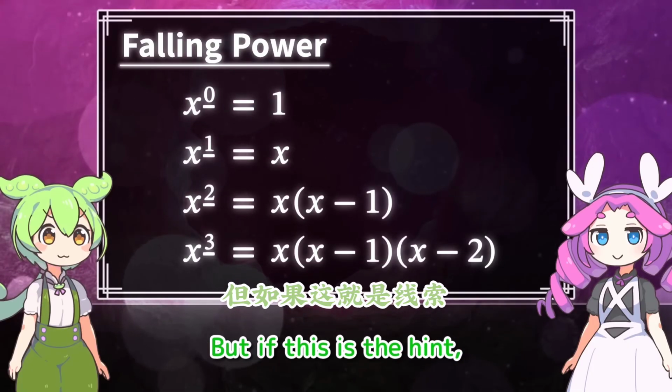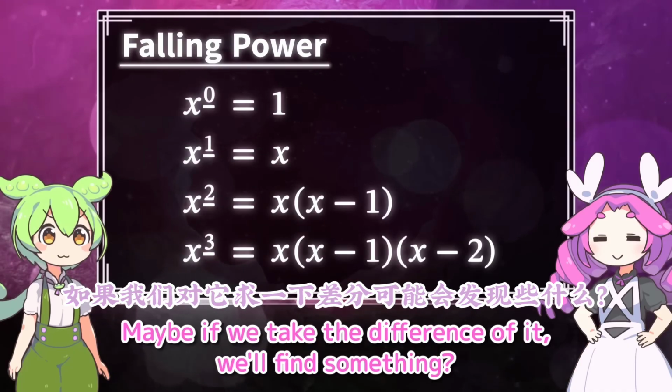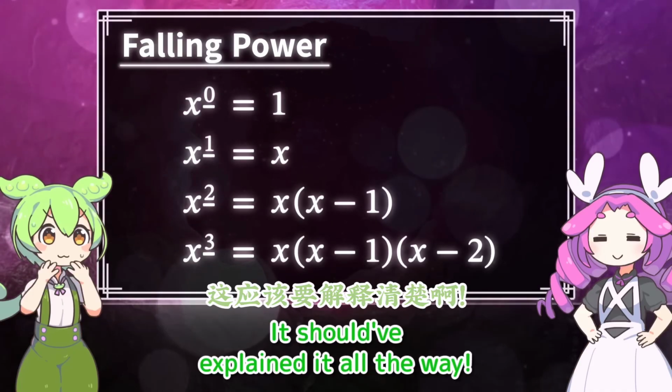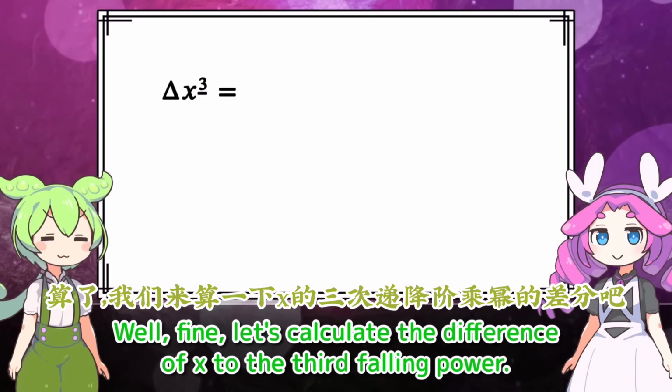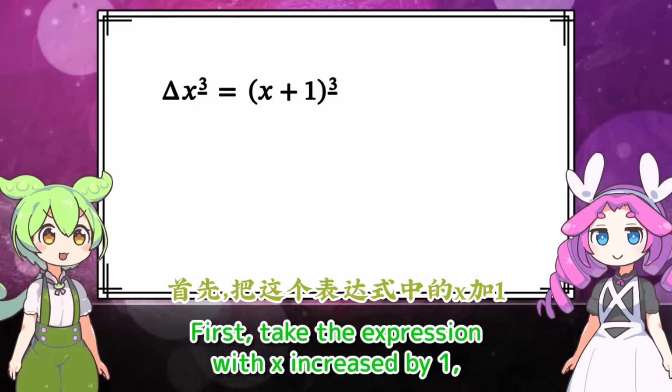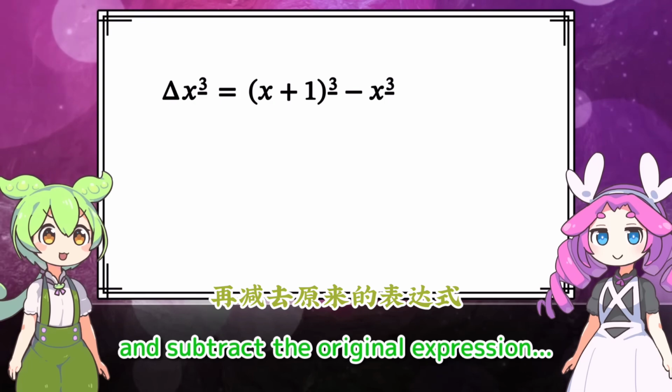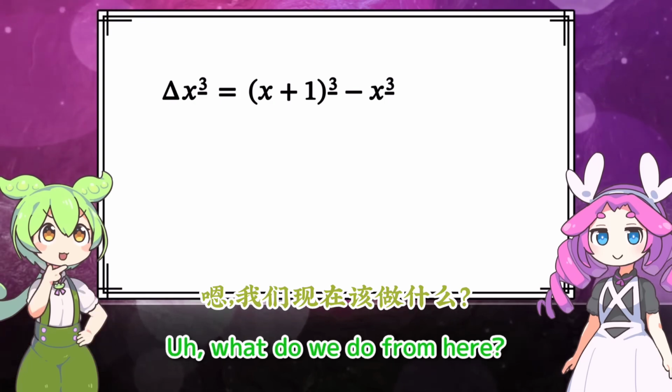But if this is the hint, what does it mean? Maybe if we take the difference of it, we'll find something. Huh? Really? It should have explained it all the way. Well, fine. Let's calculate the difference of x to the third falling power. First, take the expression with x increased by 1, and subtract the original expression. What do we do from here?